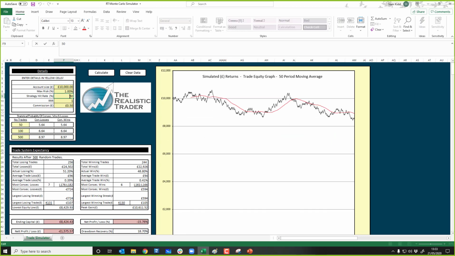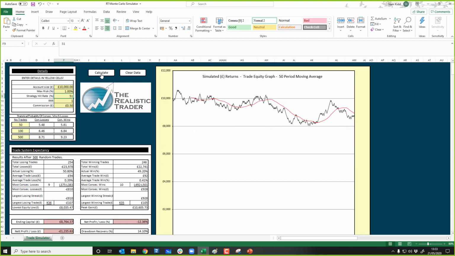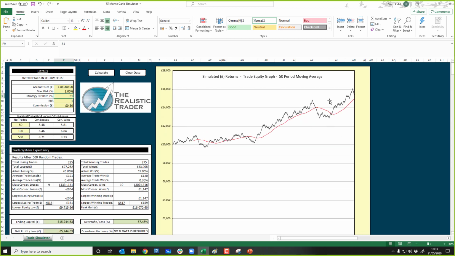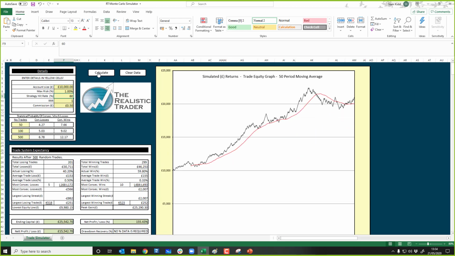Now, if we just move this to say a 51% hit rate, it should go up more than down, but yeah, it's still statistically pretty similar. I mean, this one's all up to 16,000. But now, let's just move this to 60%. All of a sudden, this is a winning system.